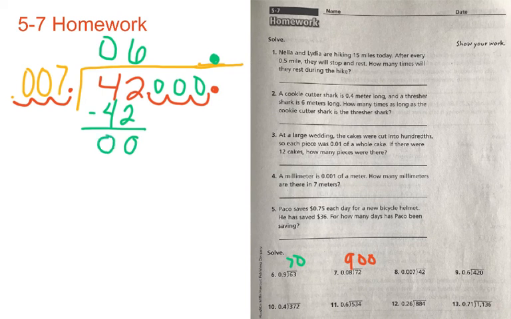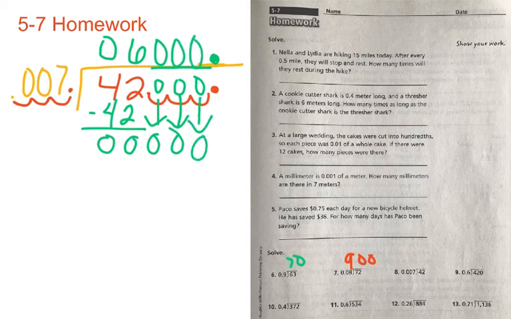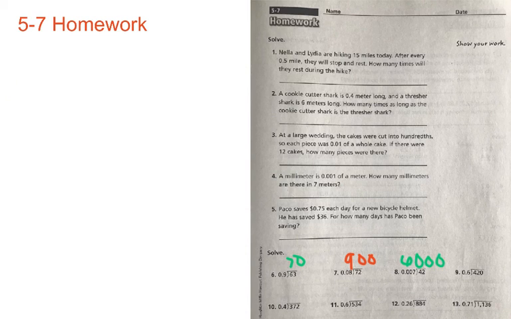Now you can fill in the rest of the blank spaces here, these 3 spaces, with zeros, or you can practice by bringing them each down. You can go ahead and bring down your 0. 7 can go into 0, 0 times. Bring down your next 0. 7 can go into 0, 0 times. Bring down your final 0. 7 can go into 0, 0 times. So your answer is 6,000. And you can practice 9 through 13 on your own.